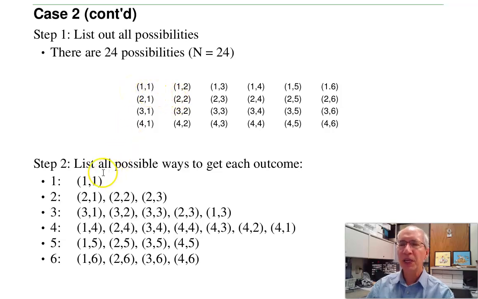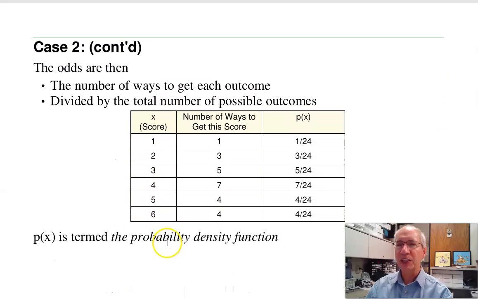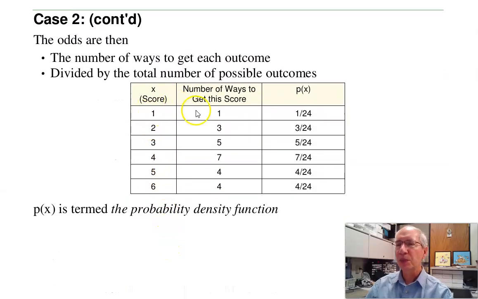So there's only one way to get 1 point. There are 3 ways to get 2 points. There are 5 ways to get 3 points. 7 ways to get 4 points. 4 ways to get 5 points. 4 ways to get 6 points. Therefore, the probability of getting each value is just the ratio. The probability of getting 1 point is 1 in 24, 2 points, 3 in 24, 5 in 24, and so on. What's neat about that is this is exact. And what I'm getting here is called the probability density function. It's the probability of getting each number.